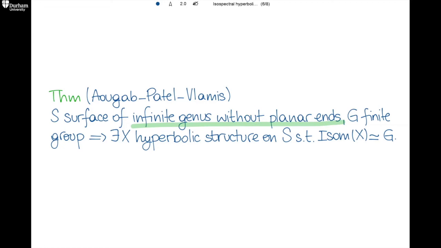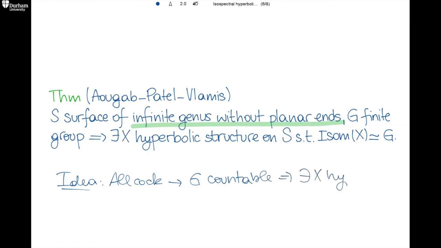So the idea comes from work of Alcock. What Alcock did is give a different proof of the fact that if G is any countable group, then there exists a hyperbolic surface X with isometry group again equal to G.